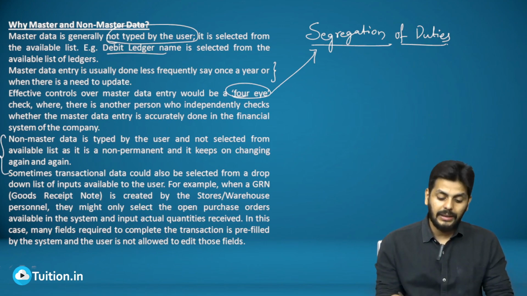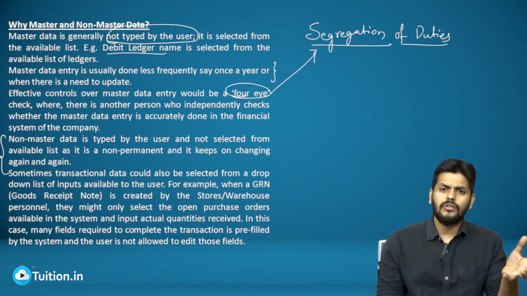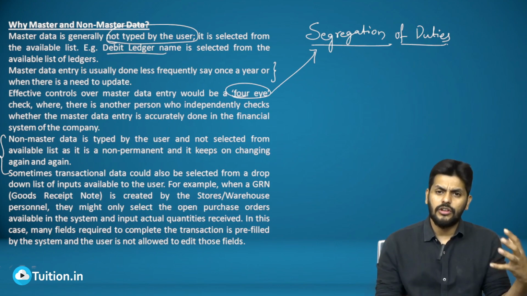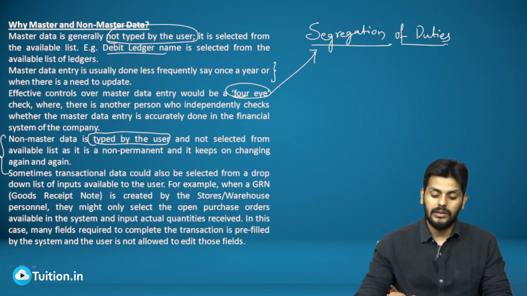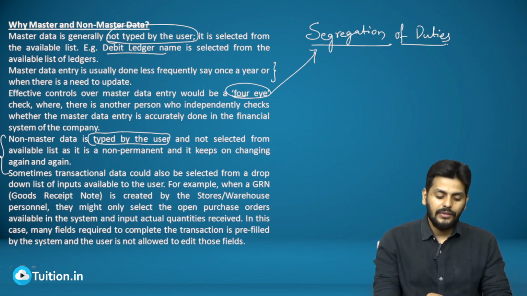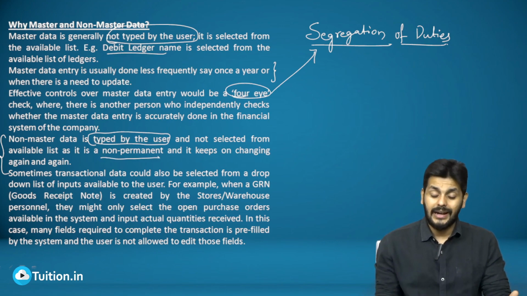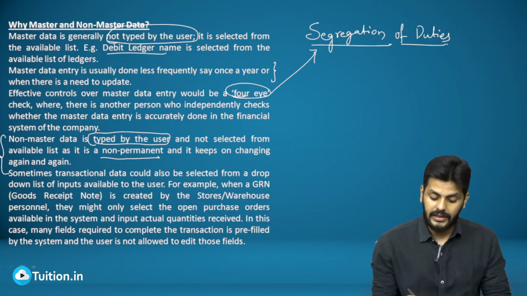Non-master data can sometimes be entered from a drop down, but generally non-master data is typed by the user: amount, quantity, all these are non-master data and not selected from an available list, and it is not permanent and keeps changing again and again.